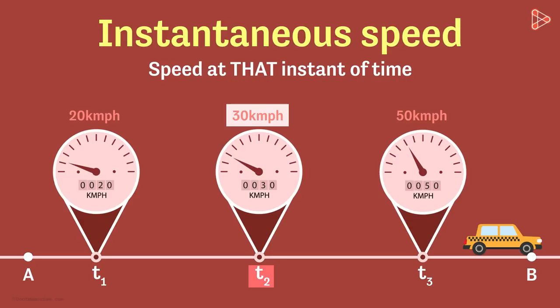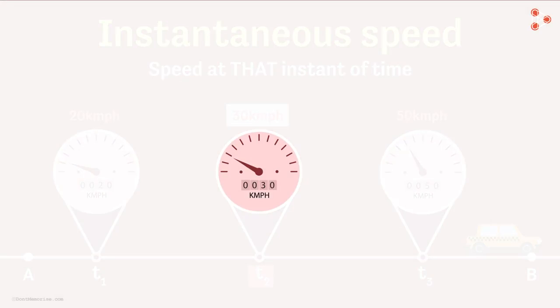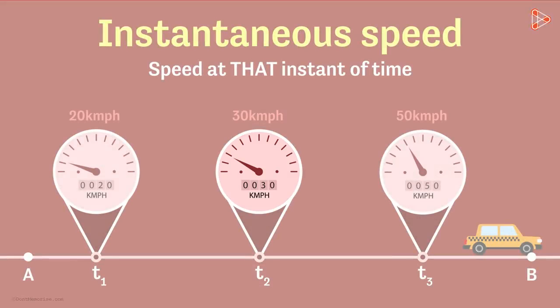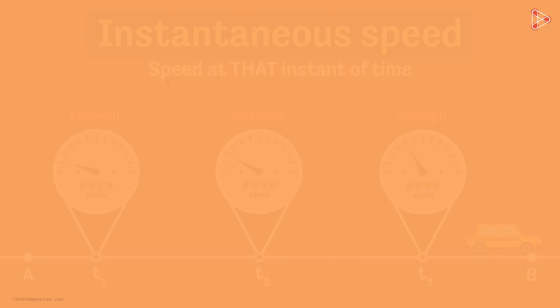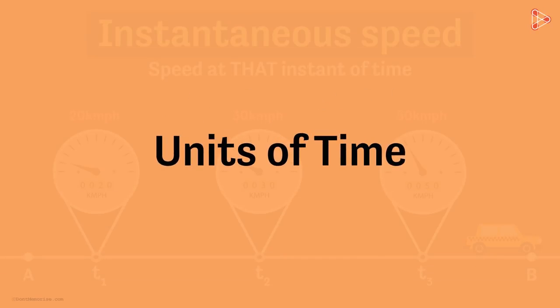And that is why we see that the pointer is never really constant in the speedometer. It keeps fluctuating. You are going to learn more about instantaneous speed in our higher grades. In the next video, we're going to see some of the units of time. See you there.